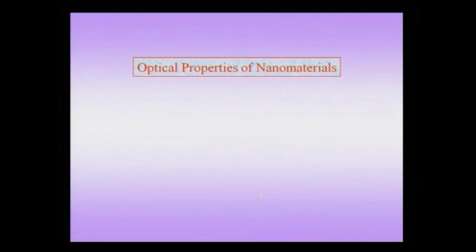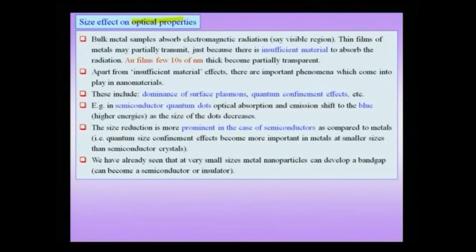When I impose an electromagnetic radiation. Therefore, the important question we are going to now ask is, when you go to nanomaterials, how is the behavior going to change as compared to a bulk metal or a bulk semiconductor, when you have a material in the nanoscale. So, when you are talking about size effect on optical properties, bulk metal absorbs electromagnetic radiation, say in the visible region. Thin films of metals may become partially transmitting, and this is because of the insufficient material effect, as we pointed out.